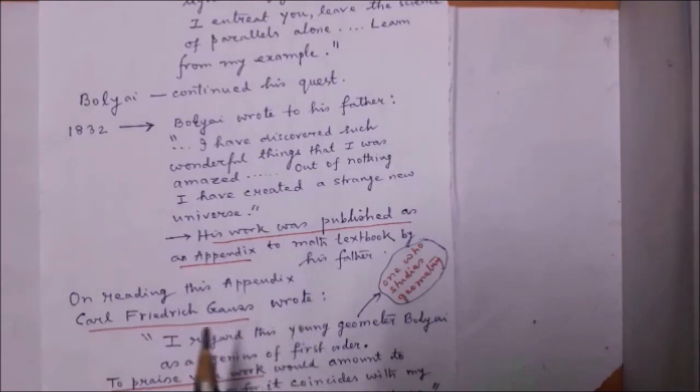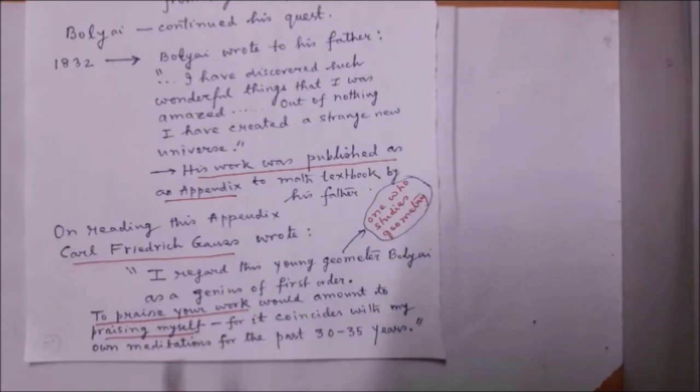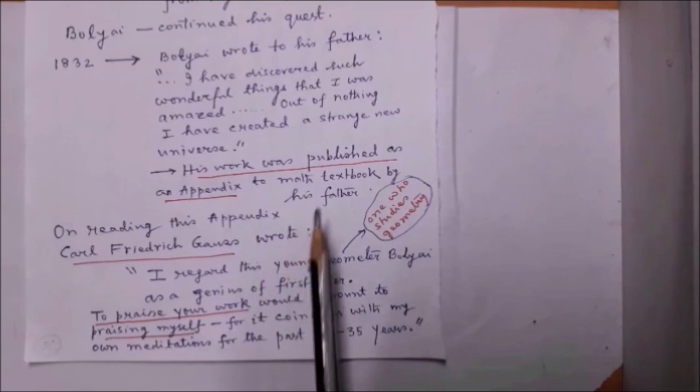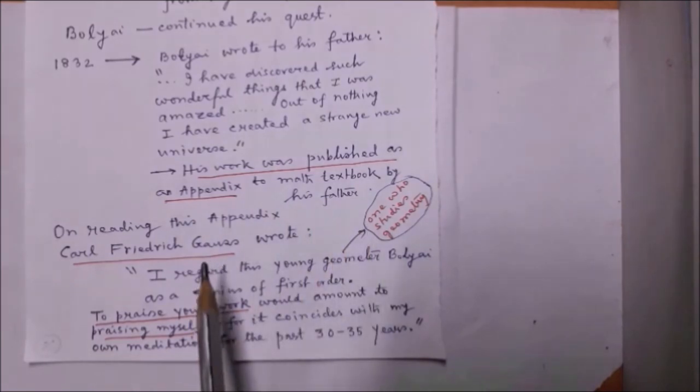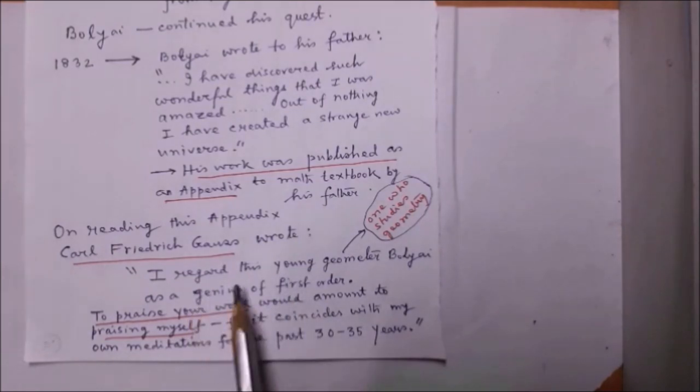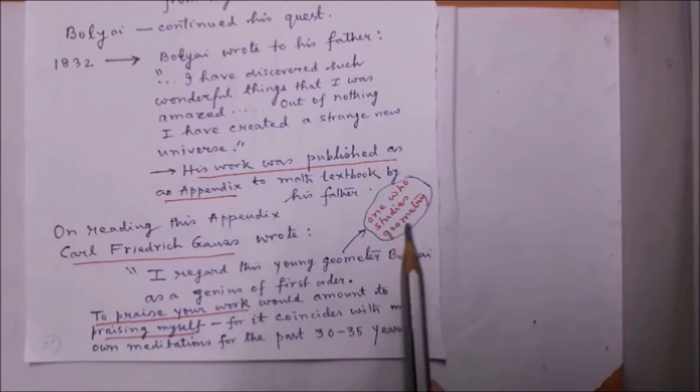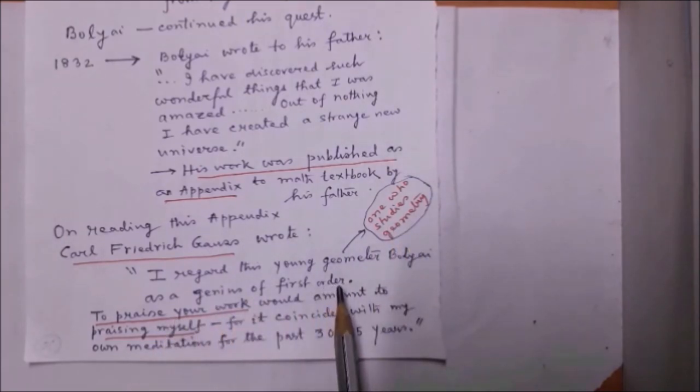And now comes the first twist of the tale. As a student of physics, you know the name of Gauss. This name, somewhat like Newton's, is inscribed in majority of the pages of any book on physics. Now, as Gauss came across Bolyai's work that was published as an appendix to a math textbook written by his father, Gauss was puzzled, and he wrote, "I regard this young geometer as a genius of first order. To praise your work would amount to praising myself, for it coincides with my own meditations for the past 30 to 35 years."